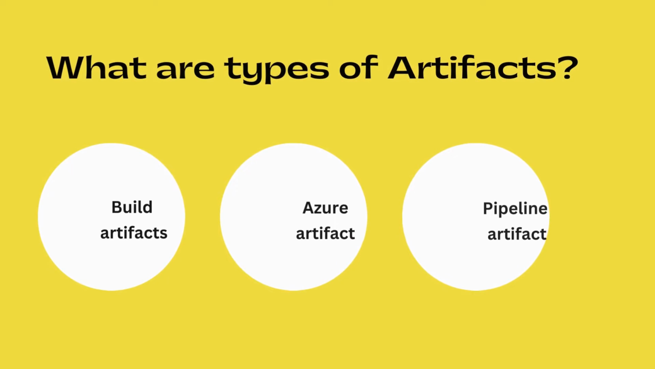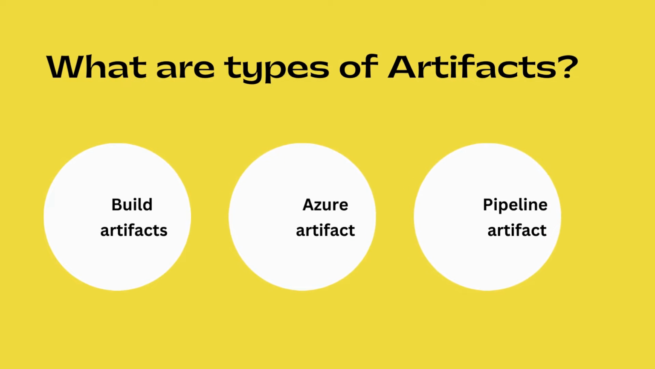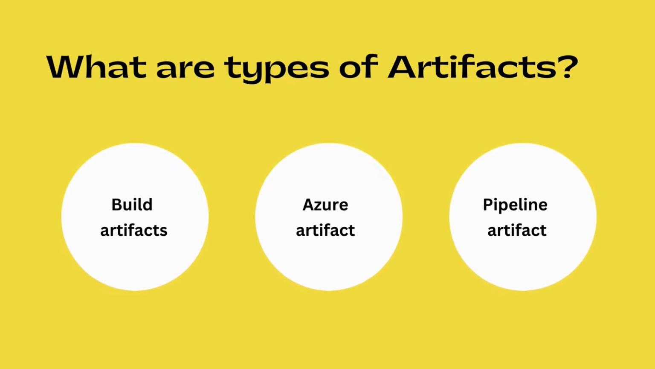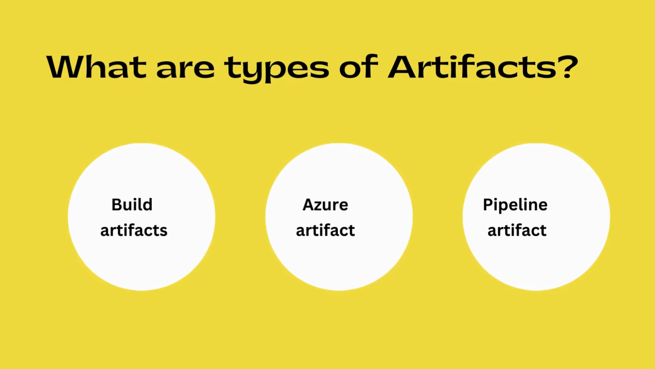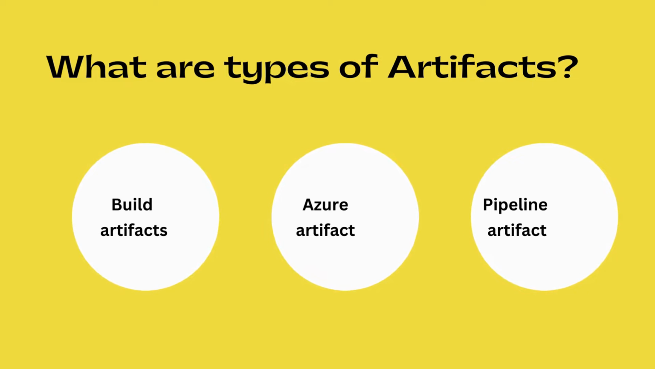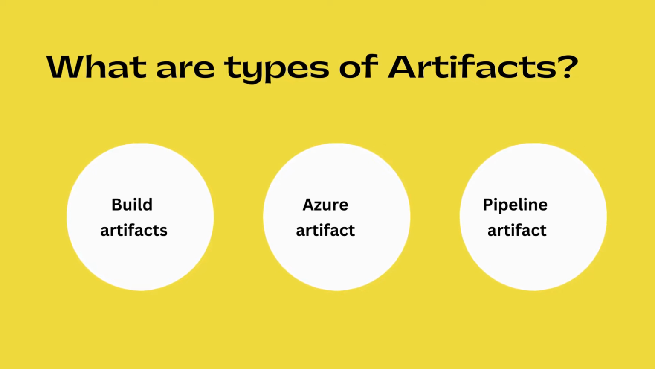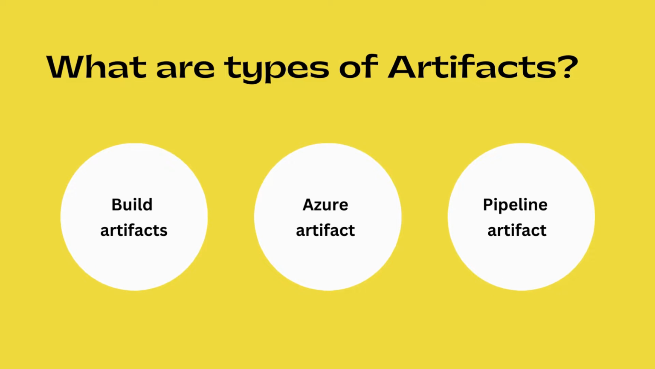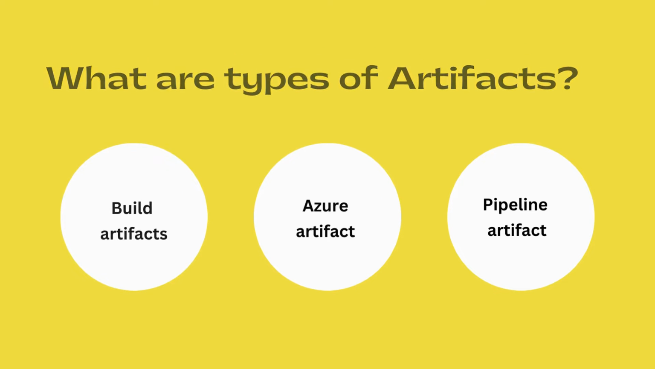What are the types of artifacts? Basically in Azure DevOps we consider three types of artifacts: build artifacts, Azure artifacts, and pipeline artifacts. The build artifacts are related to the build, the pipeline artifacts are related to the pipeline, and Azure artifacts are related to the Azure services. There are three different types of artifacts and all have different limitations and advantages, so we will see that in this video.